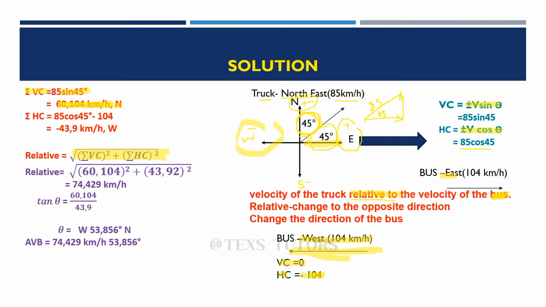The next thing I'm going to be looking at is the horizontal components. For the truck, it's 85 cos 45. And remember, the bus is moving west, so the horizontal component there is minus 104. If I calculate this, I get minus 43.9 kilometers per hour. Now here I have a negative sign. So what am I going to do? I look at the negative axis. I have west, which is negative, and south, which is negative. I'm looking for the one that's horizontal. Between these two directions, west is on the horizontal axis. So therefore, the direction of both the horizontal components moving together is going to be west.